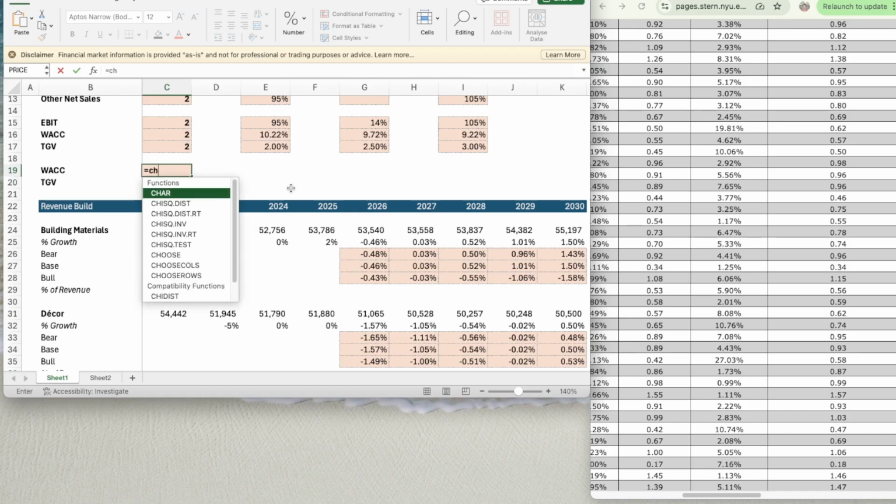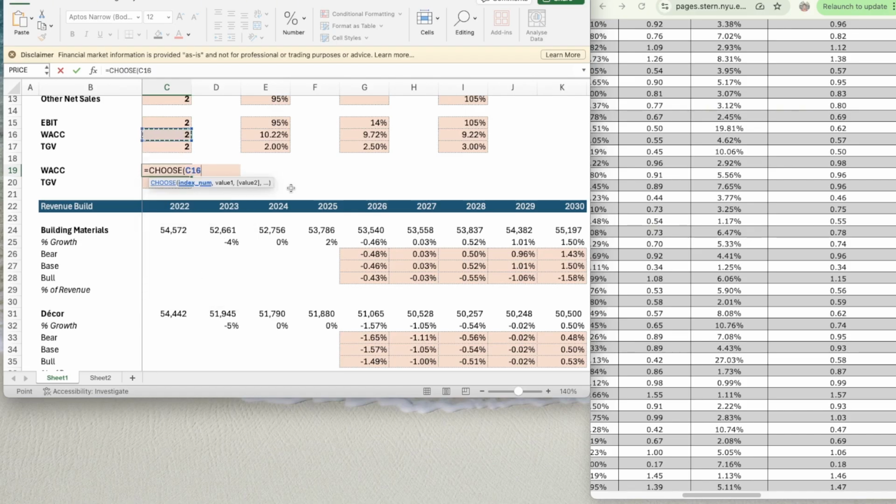And here you go, WACC. So choose. And you just, no, I've done that wrong. Equals choose. You've gone to the WACC, and it's just these 4 in a row that we need to put in, and then that will act as a switch. And we do the same for the terminal growth value.